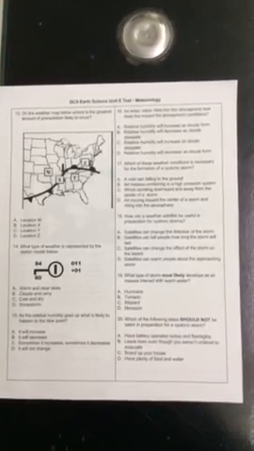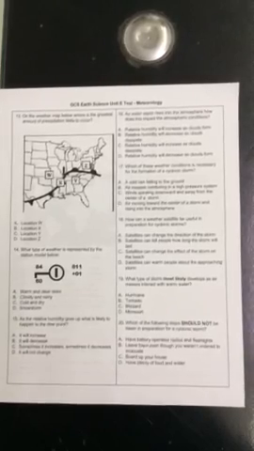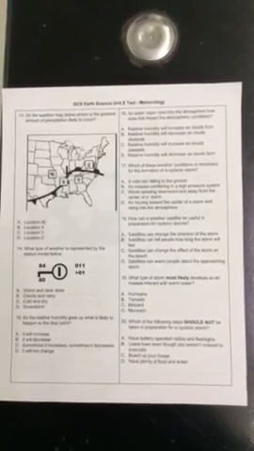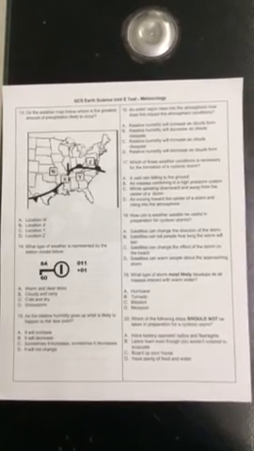15. As the relative humidity goes up, what is likely to happen to the dew point? A, it will increase. B, it will decrease. C, sometimes it increases, sometimes it decreases. Or D, it will not change.